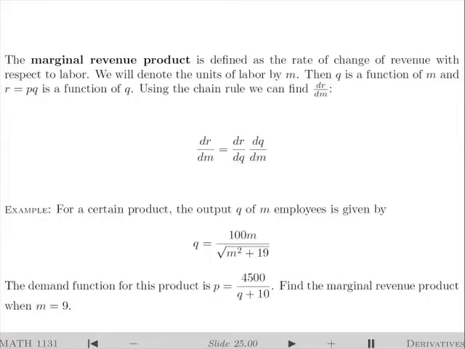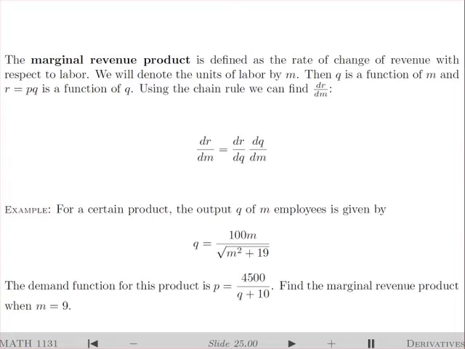Welcome. In this session, we are going to look at one more economics concept that can be defined as a rate of change or a derivative. The marginal revenue product is defined as the effect on revenue of increasing the labor input by 1 unit. Let's denote the number of units of labor used as M. Now, this directly affects only the output, Q.